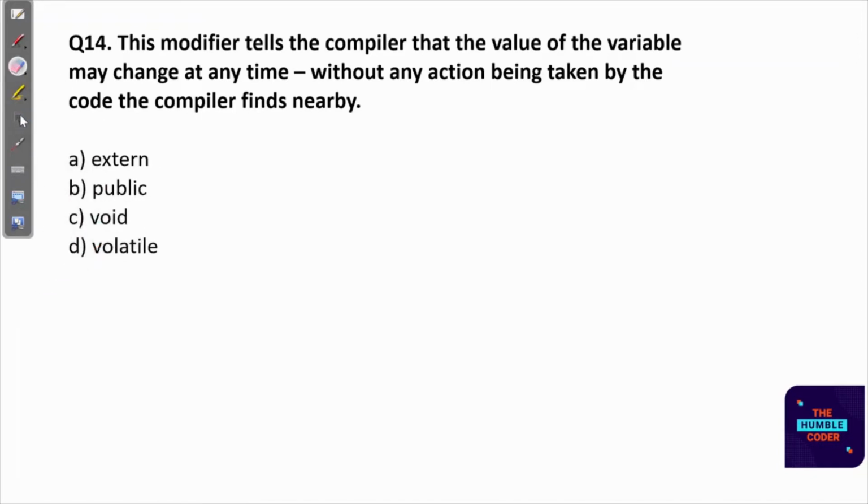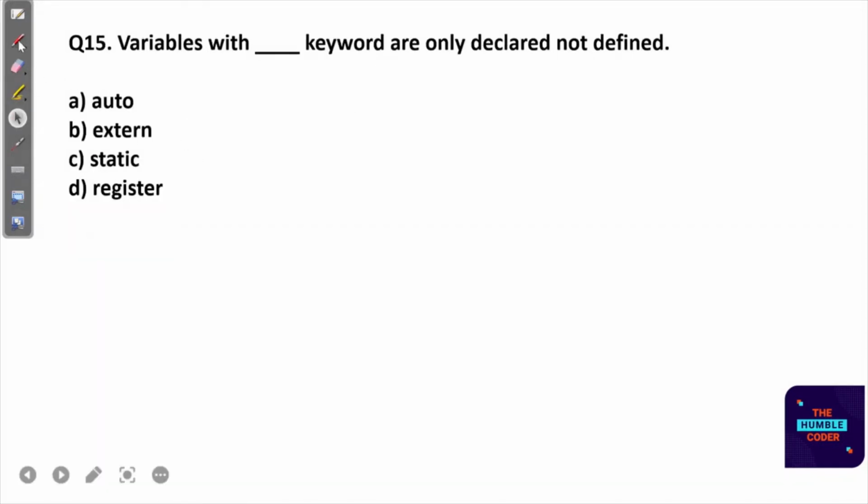Moving on with the next question. Variables with dash keyword are only declared and not defined. So when we use one of these keywords, the variables will be only declared and not defined. The answer for this will be extern. If we use the keyword extern, then the variables will only be declared and not defined. So the answer will be option B.